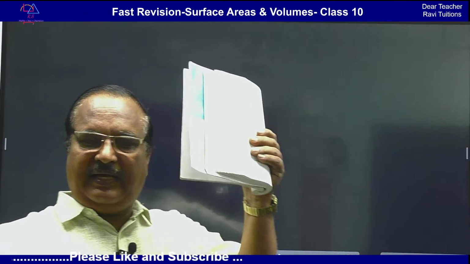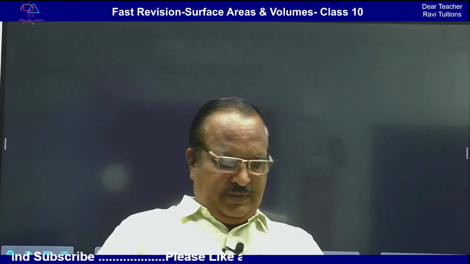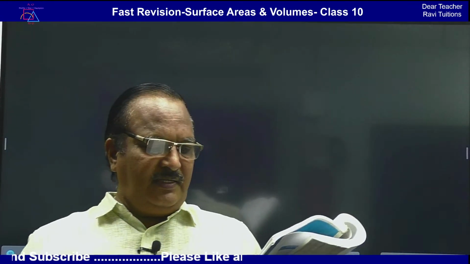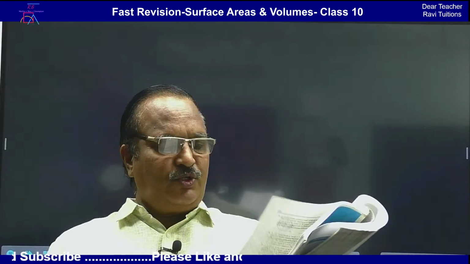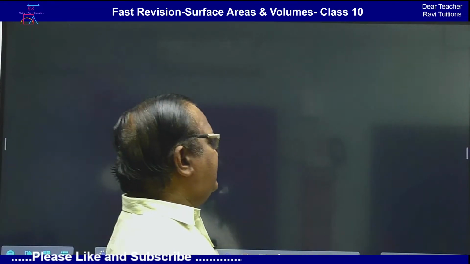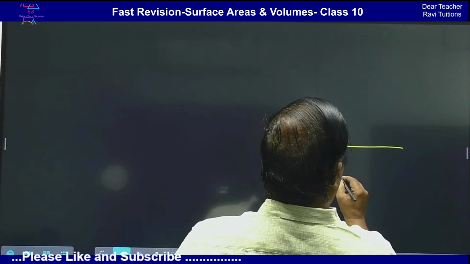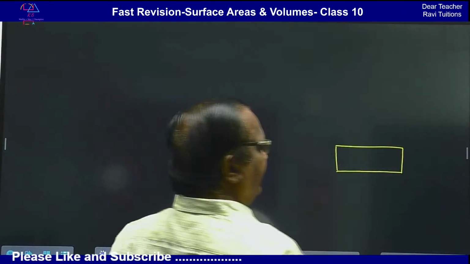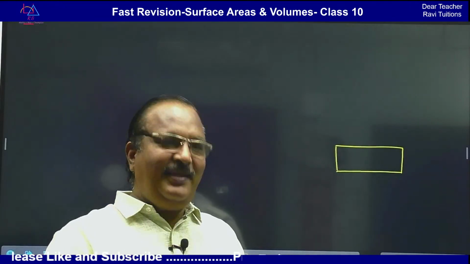I have the NCERT book in my hand and you can go through exercise 12.2, second question. Your textbook is also the same. Rachel, an engineering student, was asked to make a model shaped like a cylinder with 2 cones attached. Let us draw the cylinder horizontally. I am drawing a rectangle, but it is not a rectangle, it is a cylinder.